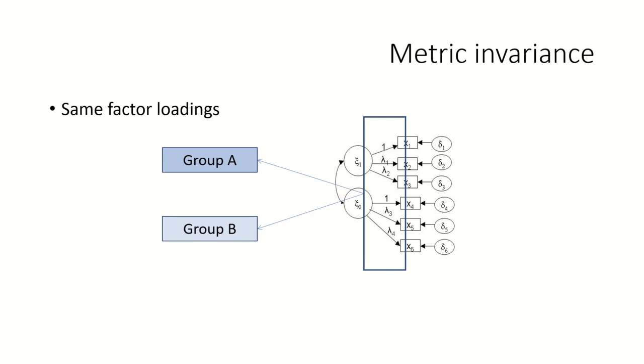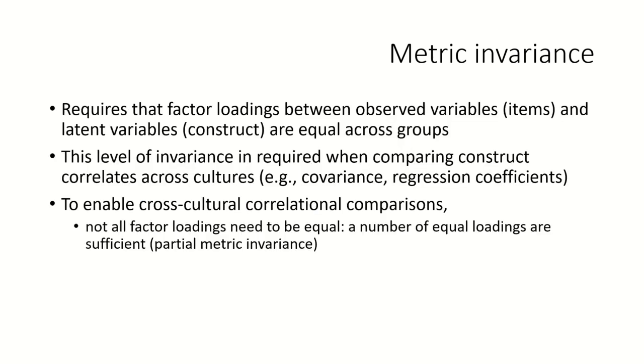Then the next step is metric invariance. What we're looking at right now are the factor loadings, so the links between the observed indicators and the latent variables, whether the factor loadings are the same in group A compared to group B. As I just said, metric invariance requires that the factor loadings are the same, or statistically non-distinguishably different, so equal.